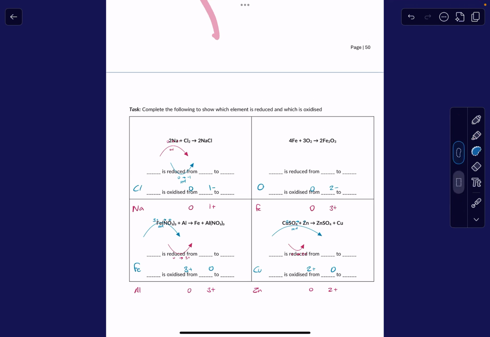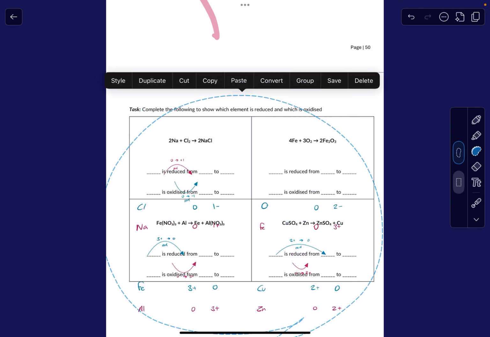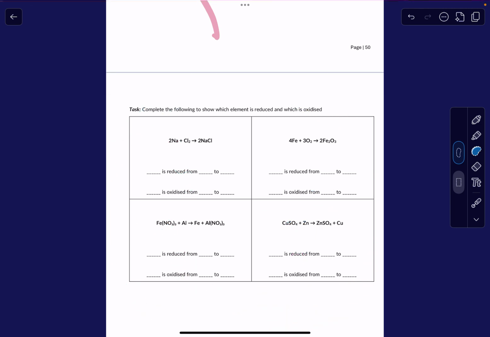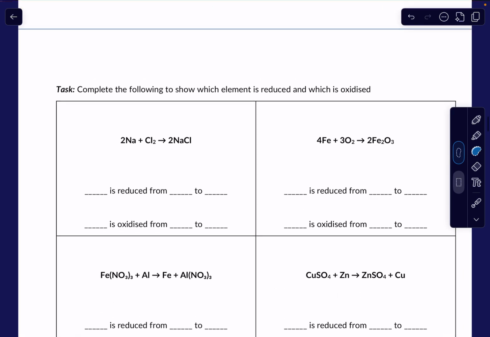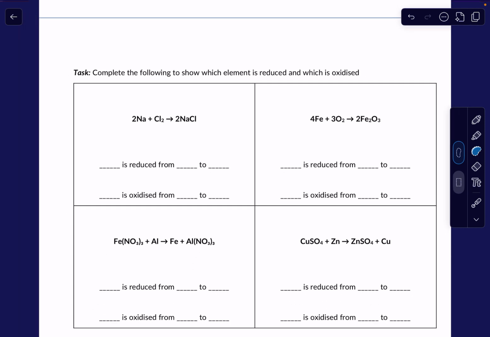This is a mess. I think I've lost all my formatting. Let's clear that out. Unfortunately, they're not the answers. It's just moved from when I've looked at it in the past. So let's have a look at completing the following. I'm going to do this one with you first. What we need to know is, can we show which element is reduced and which is oxidized? So it's no different from the task before, but now I'm just introducing some of the metals.